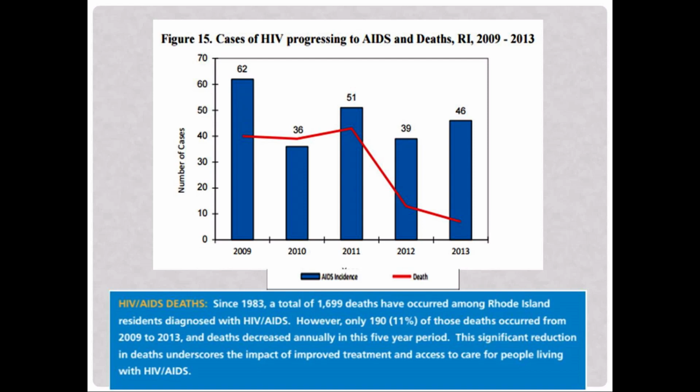You can see that overall we've done a good job addressing AIDS. One of the goals of providing early HIV testing is to diagnose people early and prevent progression to AIDS, which is when the immune system is severely depleted. You can see that the number of HIV cases progressing to AIDS and death in Rhode Island is low and has overall decreased in recent years.